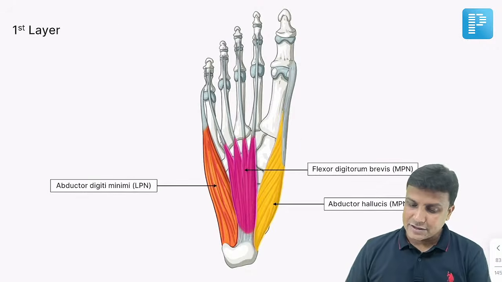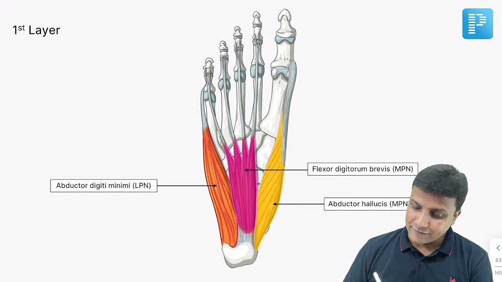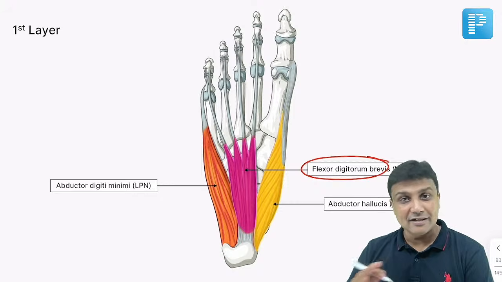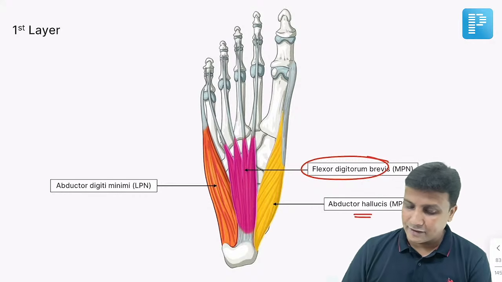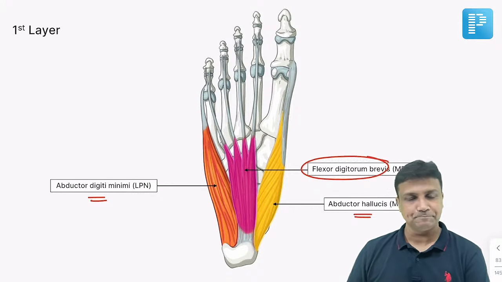Now in the very first layer, you'll be actually having the flexor digitorum brevis muscle in the middle here. But on either side, you'll be actually able to see the abductor. Abductor hallucis here, and there'll be abductor digiti minimi here.